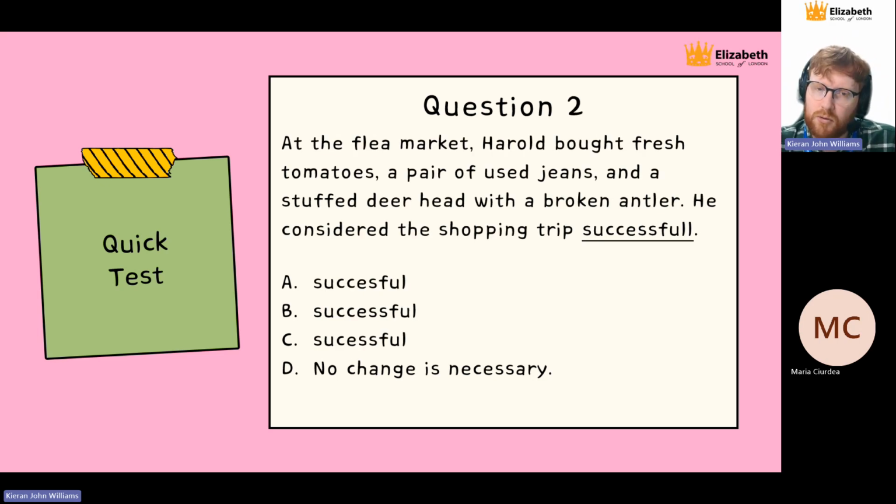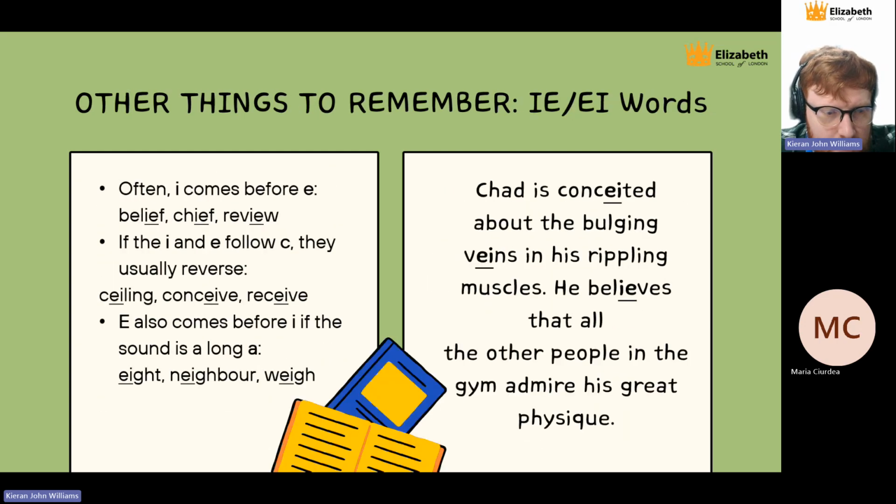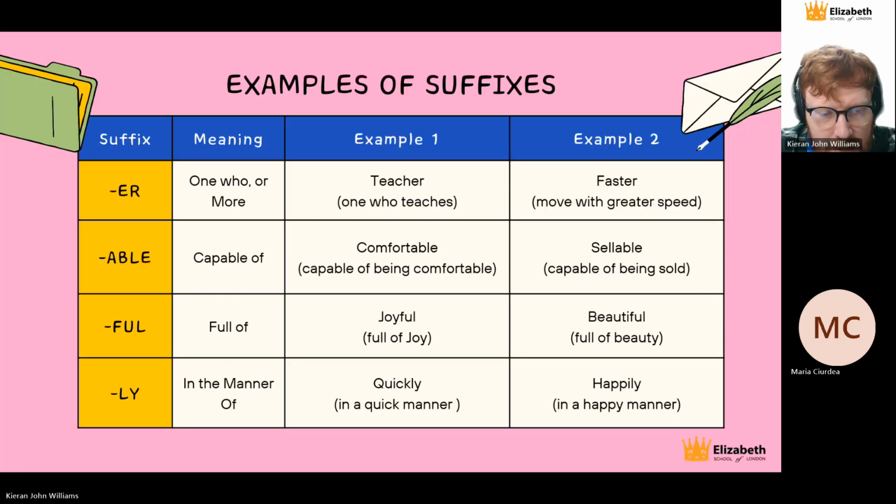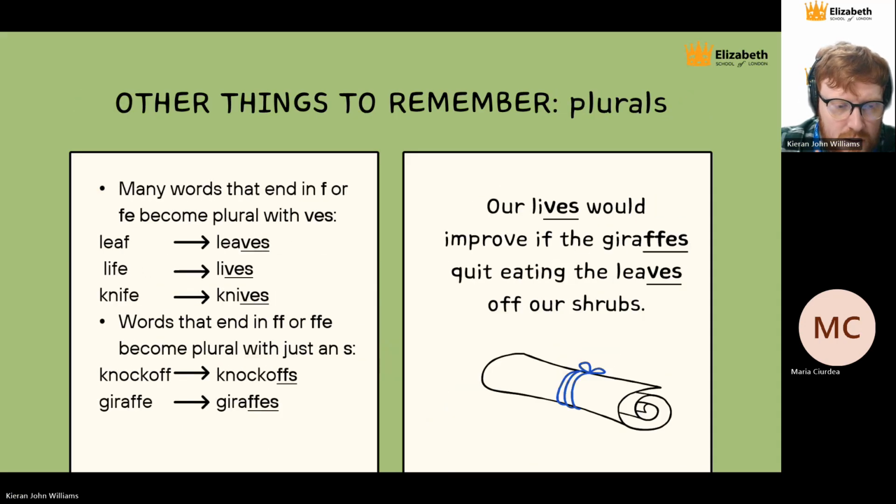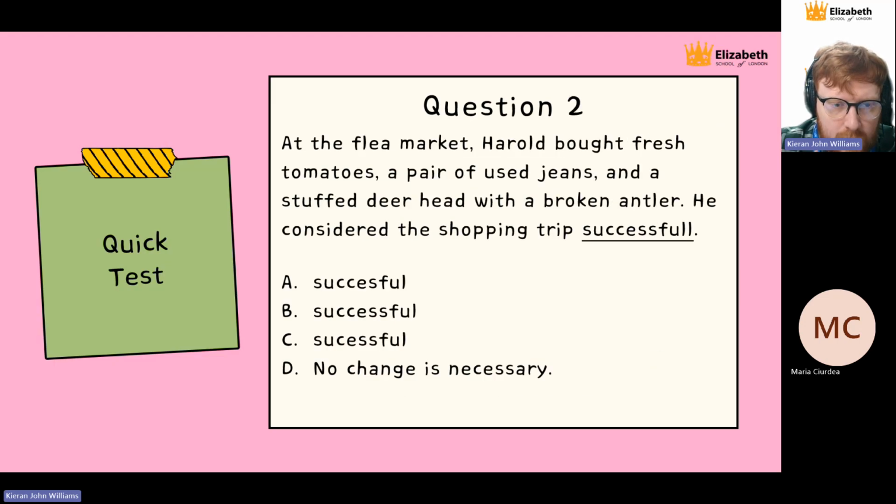So we got the word successful here. So should we change it to A, B, or C, or do we not change it? We leave it like that. Okay, we leave it like that, you think? Well, B should be the answer here, successful, because if we go back to full, it only has one L at the end. The suffix, anyway. So it should be successful there. It is the B one.